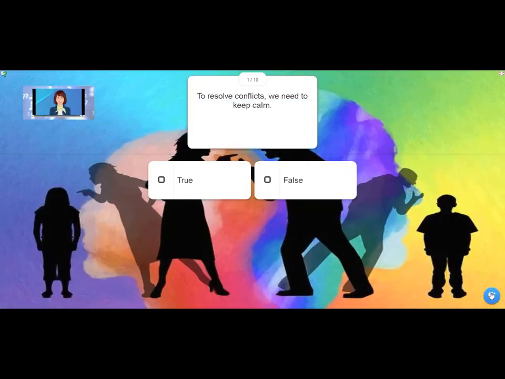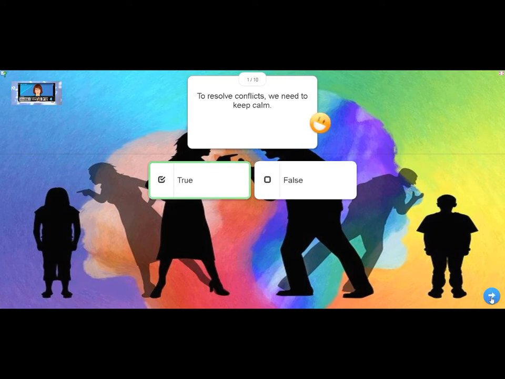Now, let's see what the correct answers were. To resolve conflicts, we need to keep calm. This is true. If we lose our temper, if we become angry, we cannot possibly improve the situation, so we need to keep our cool. To resolve conflicts, we need to assume we are always right. This is definitely false. Nobody can be always right. We all make mistakes. We are not perfect.